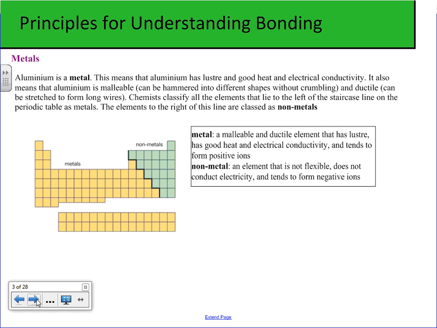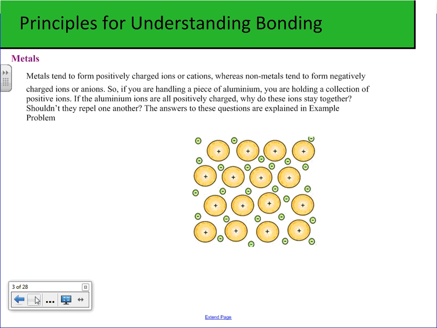Chemists classify all the elements that lie on the left of the staircase line on the periodic table as metals, meaning these here. The elements to the right of this line are nonmetals, as shown here. So a metal is a malleable and ductile element that has luster. It has good heat and electrical conductivity, and it tends to form positive ions. A nonmetal is an element that is not flexible, does not conduct electricity, and does not form positive ions.